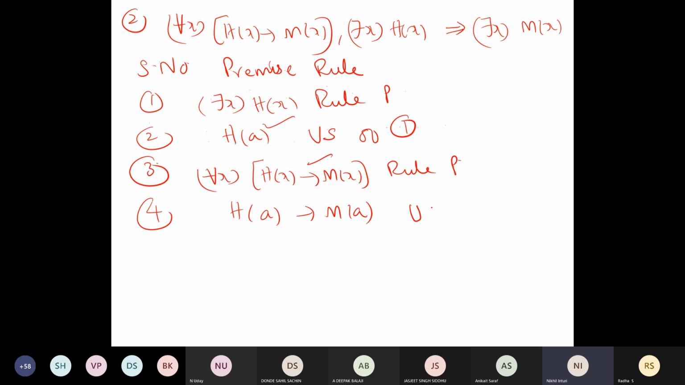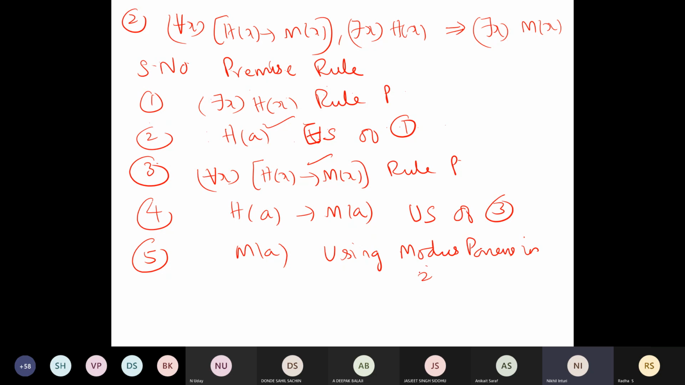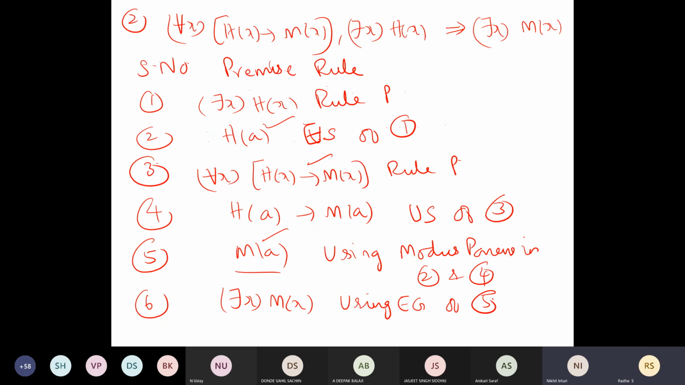Universal. Here it is existential specification. Here universal specification of 3. Now use 2 and 4, using modus ponens on 2 and 4. Then existential generalization is a very easy one. So I can write there exists x M of x, using existential generalization of 5. Clear?